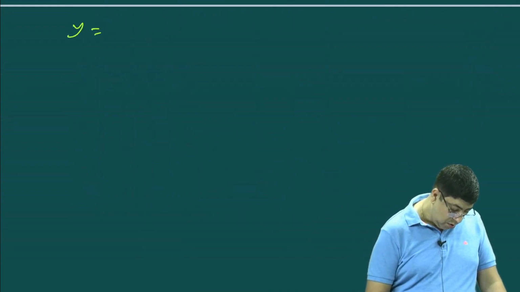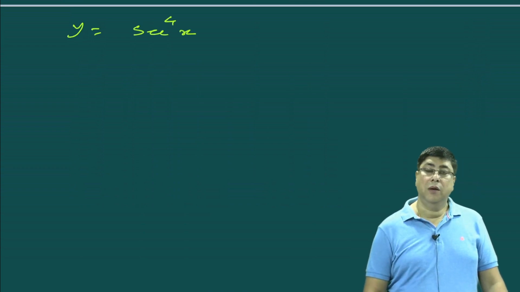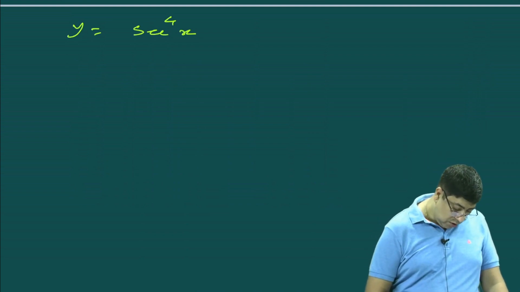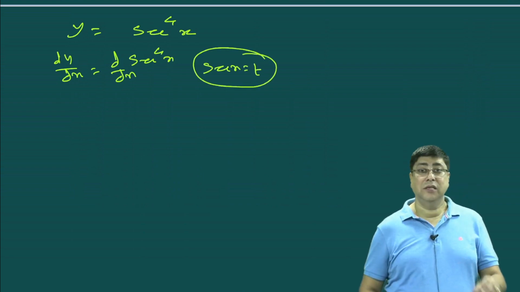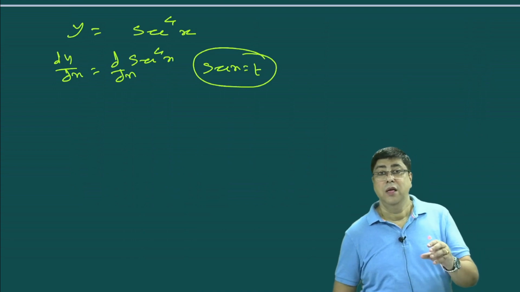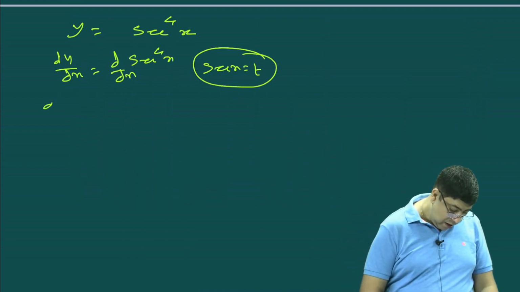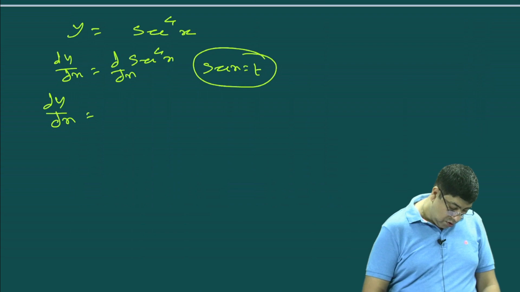Suppose y equals sec to the power 4x. How to solve this sum, y equals sec to the power 4x? So let us apply the chain rule or substitution method. First of all, apply d/dx. We are getting d/dx of sec to the power 4x. Let sec x equal t. We have to take anything as t so that we will get the fundamental formula. Okay. So we are getting here d/dt of t to the power 4 into dt/dx.